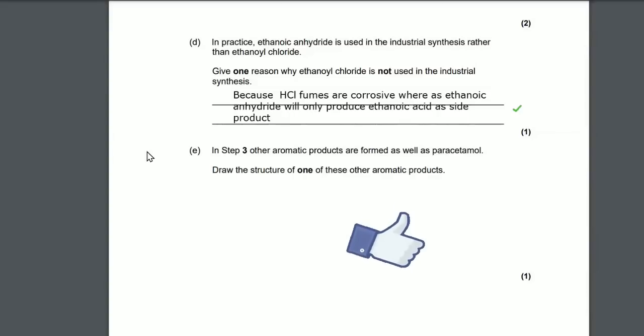Okay, let's get to the next question. In step 3, other aromatic products are formed as well as paracetamol. Draw the structure of one of these other aromatic products. So we're going to need to go back and look at what's happening in step 3, because there are some other products that aren't shown in this mechanism that are formed. So let's go back and have a look.